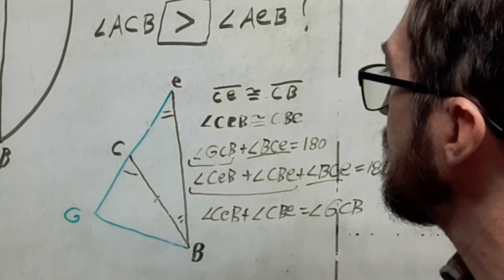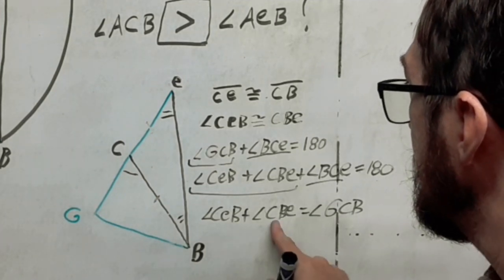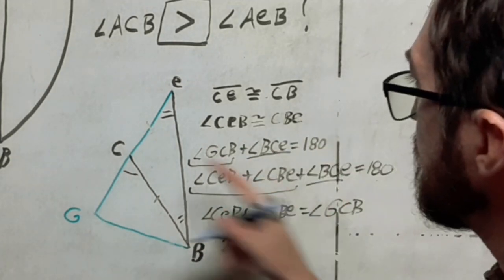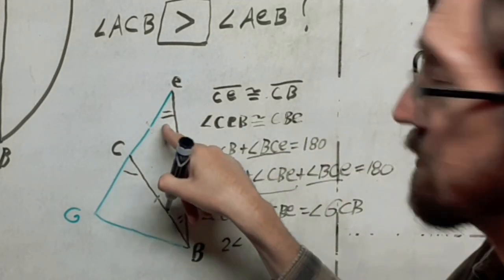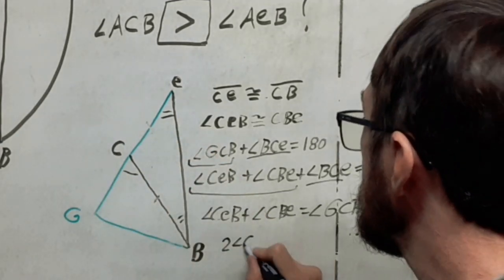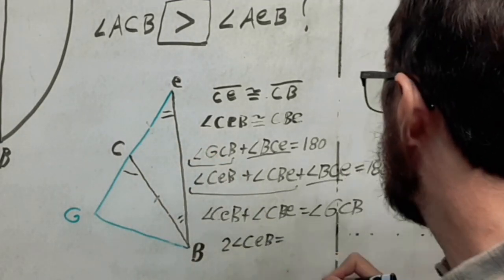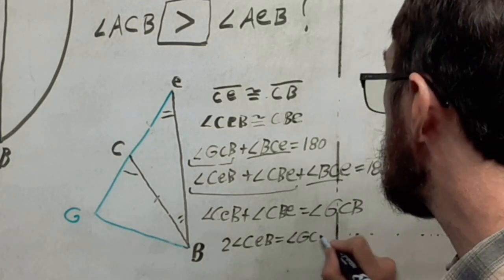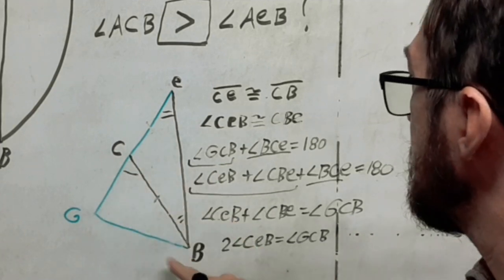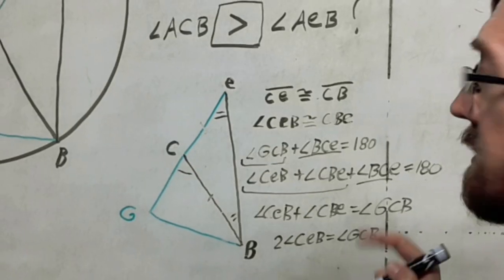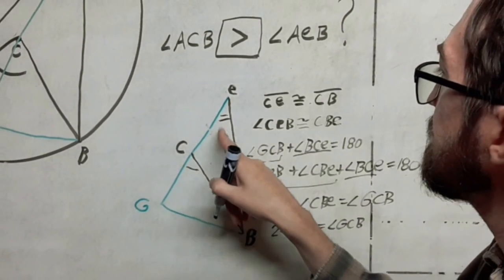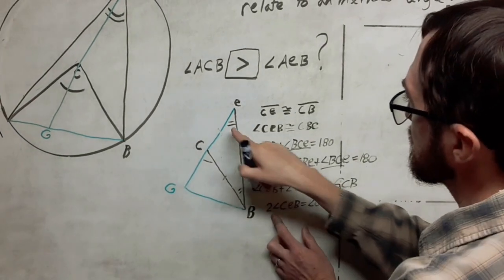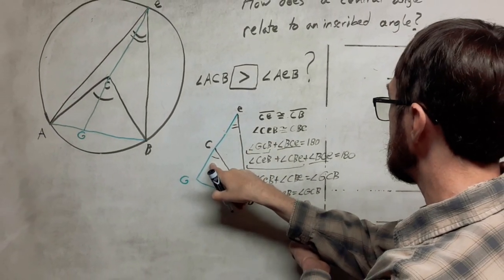Well, these 2 angles were congruent, which means that I can replace this statement with 2 times either one of these. In this case, I want CEB because this was the angle we were interested in. CEB equals angle GCB. And GCB was the angle that we were interested in here. This tells me that this angle here has to be smaller because it takes two of these to make one of these. Two of these is equal to one of these.